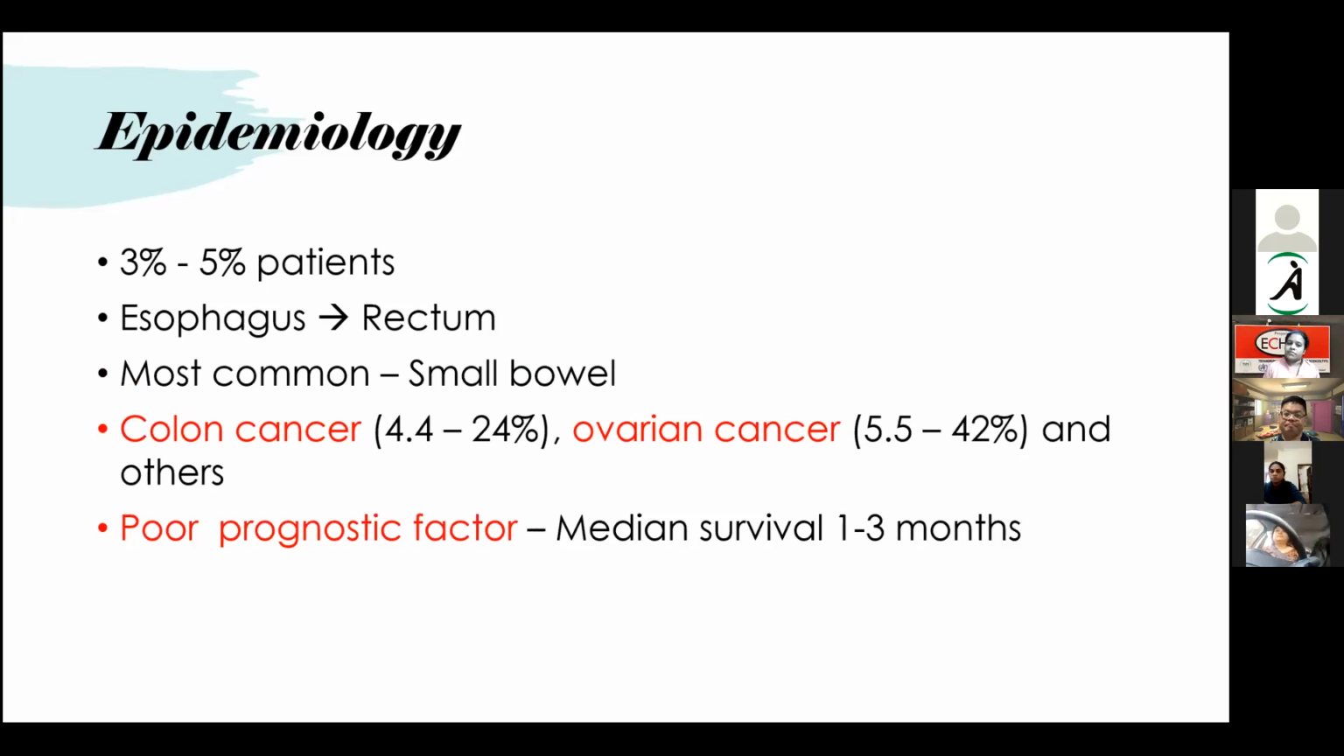This bowel obstruction is especially common in colon cancer, as we can expect, because this is actually a bowel cancer. It ranges from 4.4 to 24%, and it is also very common in ovarian cancer, where it ranges from 5.5 to 42%. It is especially common in ovarian cancer, one, because ovarian cancers can cause pressure effects on the bowel and cause some obstruction. But more importantly, ovarian cancers have a predisposition to spread to the peritoneum, and the multiple cancer nodules in the peritoneum and mesentery can cause obstruction of the bowel.